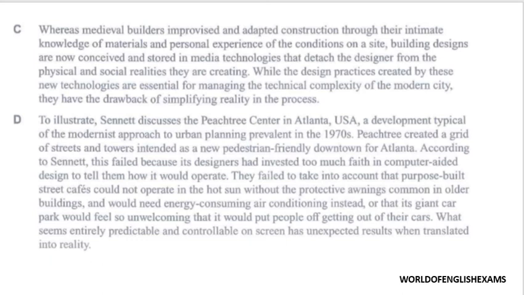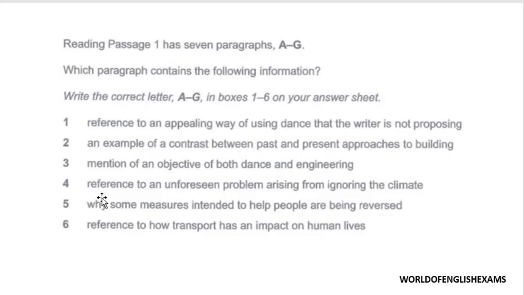So which question gives us the answer for this? Yeah, reference to an unforeseen problem. What is that unforeseen problem? People will not get out of their cars. And why is it arising? Because the climate is ignored. Climate is paraphrased as hot sun here. So contextual relativity is important. You have to see how it is related to the context given. I hope you understood the concept.